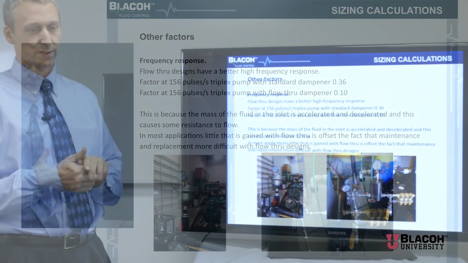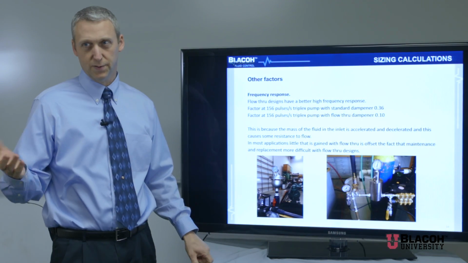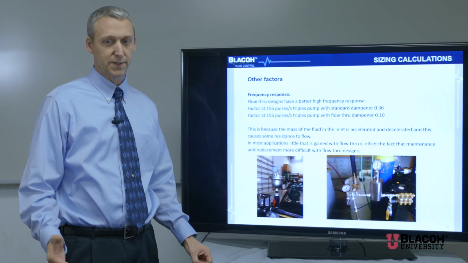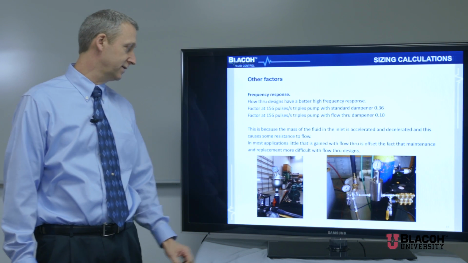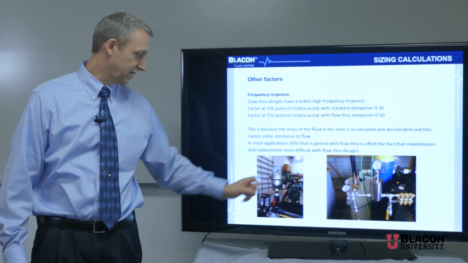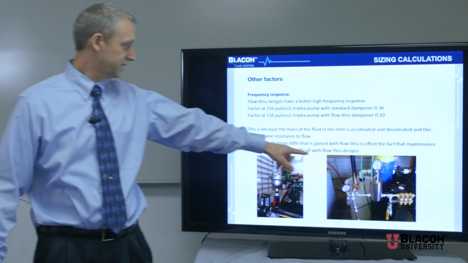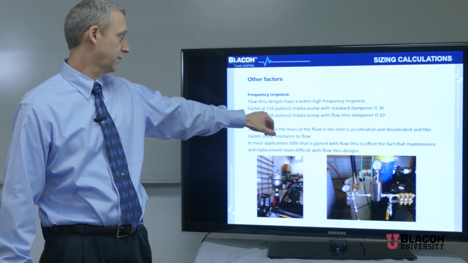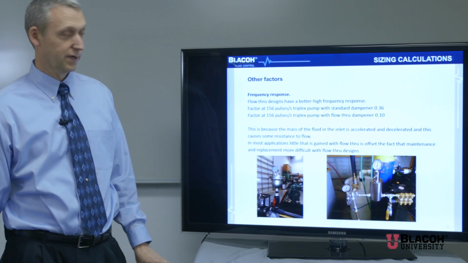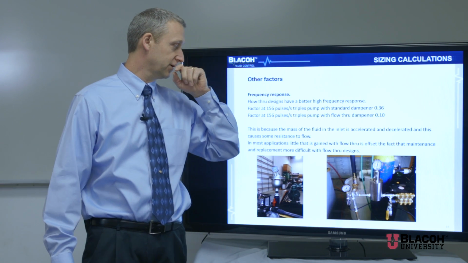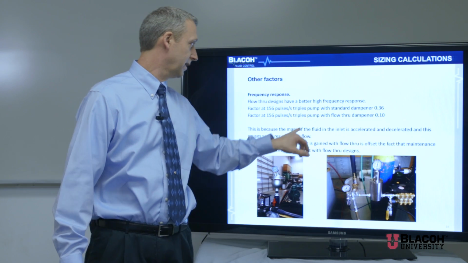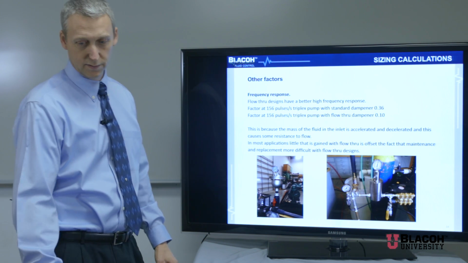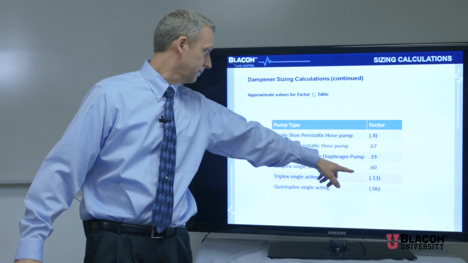Frequency response. Most of the time it's going on an air-operated diaphragm pump or a metering pump that's running at 10 hertz. It's a low frequency. The dampener has plenty of time to respond. The mass of the fluid in here is not a huge issue. This setup here is a flow-through design of a high-pressure pump. This one has 156 pulses per second going into this dampener. In the flow-through design, my factor is 0.1, which is fairly close to the factor that we looked at here.